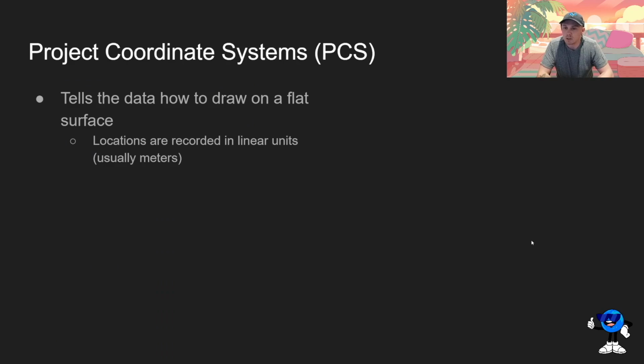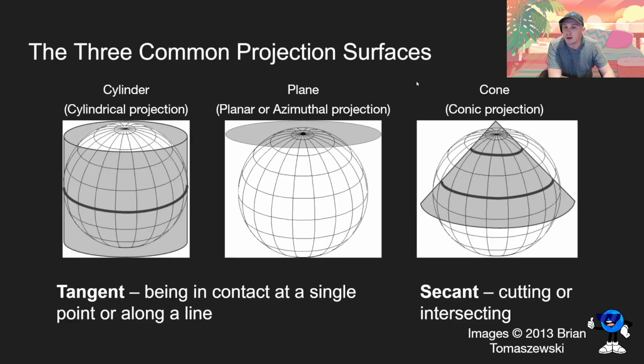Which then brings us to projected coordinate systems, or PCS. It tells the data how to draw on a flat surface. Locations are usually recorded in linear units, this being meters. So there are three common projection surfaces. There's the cylinder, which is the cylindrical projection, the plane or planar projection, and then the cone or conic projection.